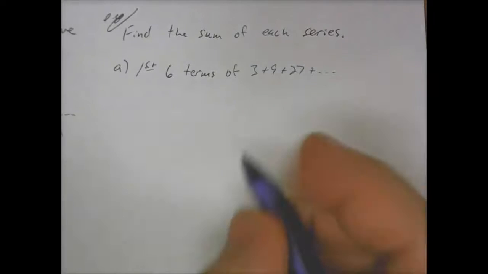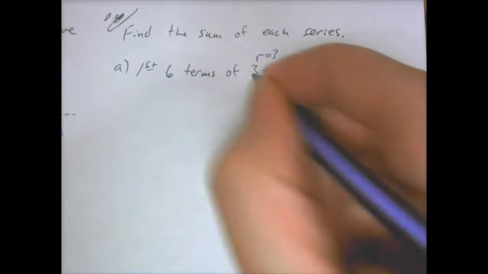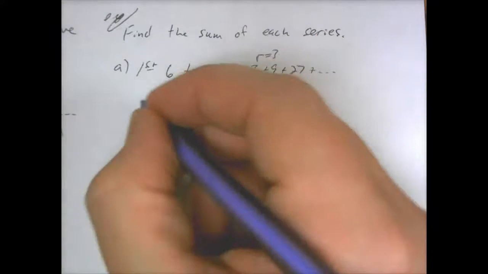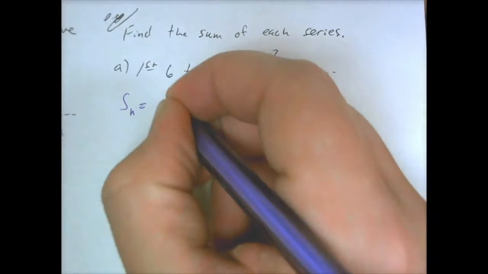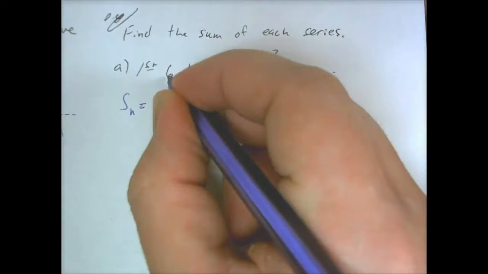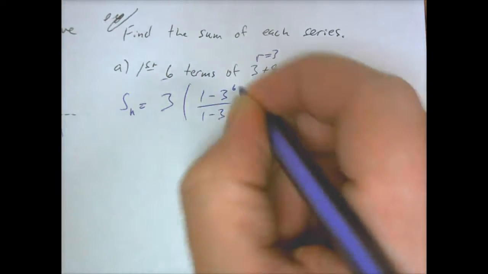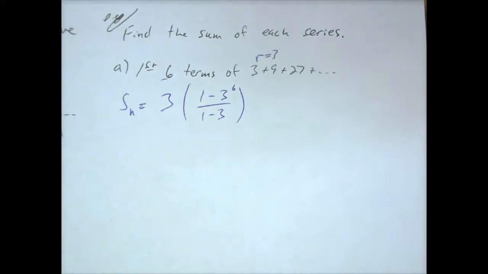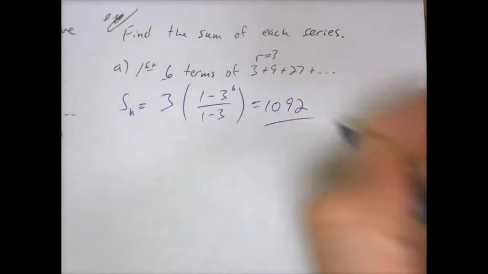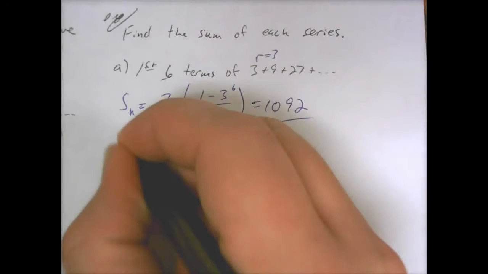Find the first 6 terms of this sequence. It looks like the rate is 3, and my first term is also 3. So for the formula, a sub 1, which is 3, times 1 minus the rate to the 6th, since I'm looking for the first 6 terms, all over 1 minus 3. It's just a matter of being very careful when you are substituting these numbers into your calculator. You should be getting the answer 1092. If you are not, make sure you're plugging into your calculator right. Try plugging in a different way.